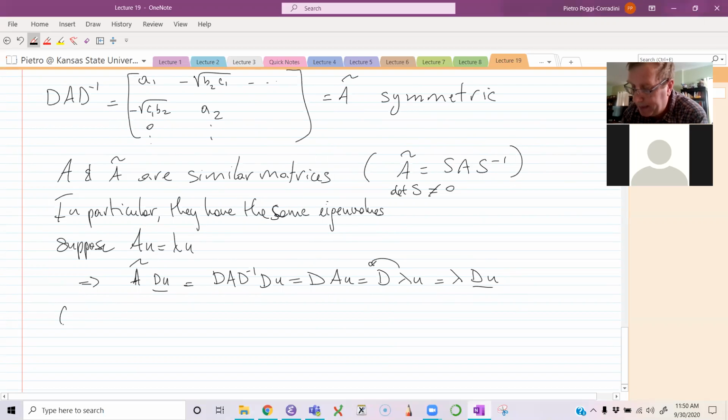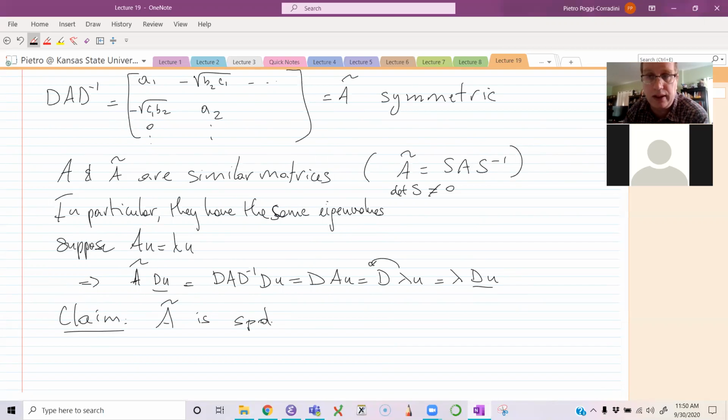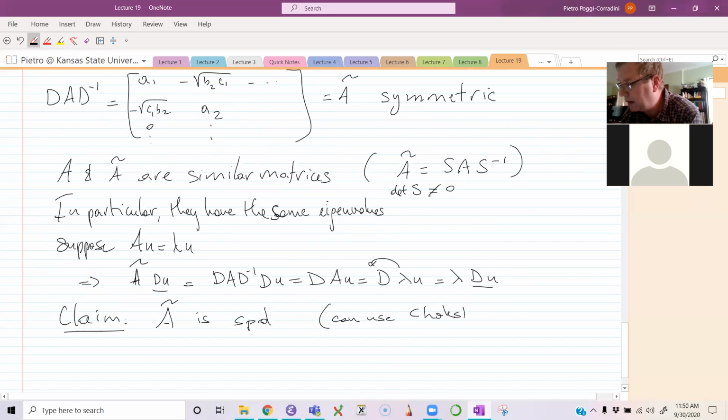And now the claim is that A tilde is SPD, symmetric positive definite. And with that, then we can use the Cholesky algorithm, which is faster. All right, so how do we prove it? Is everything clear so far? Yeah.